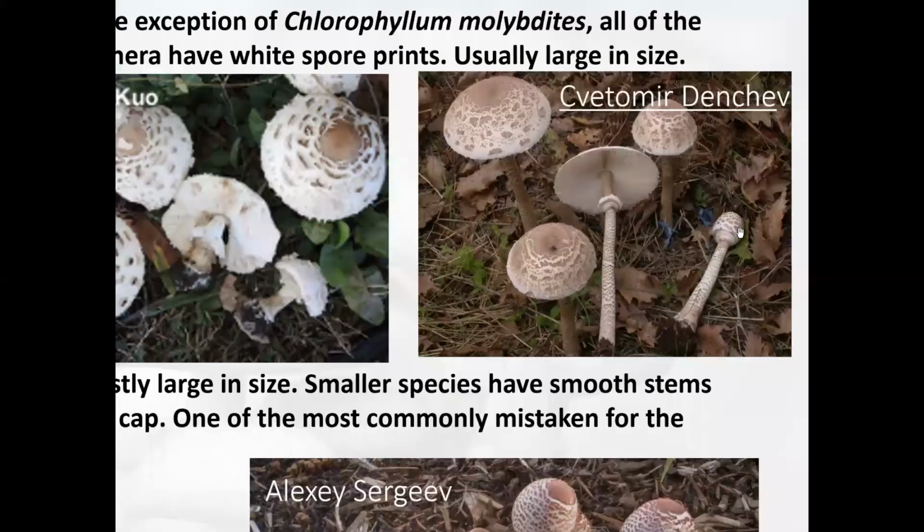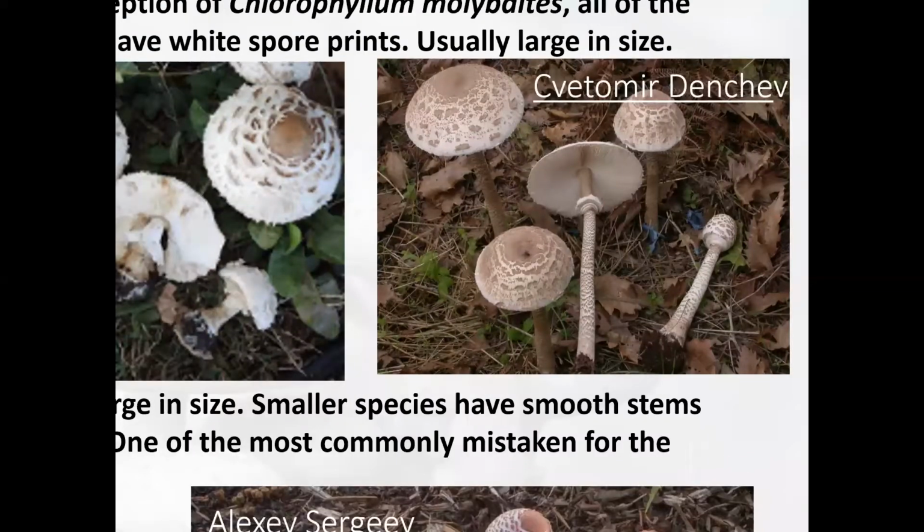So this one has a distinct tiger stripe pattern on the stem, right? That one's a little easier to separate from the others because of its distinct pattern, and a lot of the species have this. So basically, that's what you want to look for when you're identifying Macrolepiota and trying to separate it from these other genera that I just talked about.